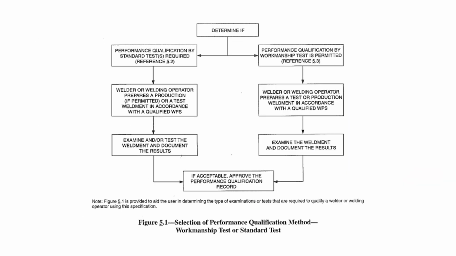And of course, we've got ourselves a little decision matrix, a little flow chart. What do we need to do? Can we use a workmanship test? Can we use a performance qualification by a standard test? And then we just work our way through our little flow chart and get to the end. And we've got to approve the performance qualification test record. But all this information is in B2.1.